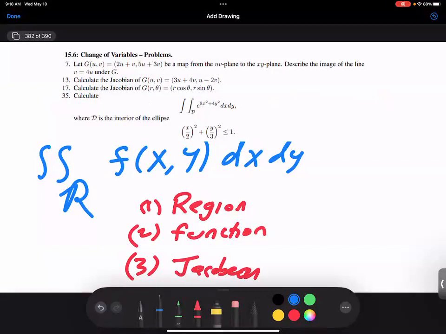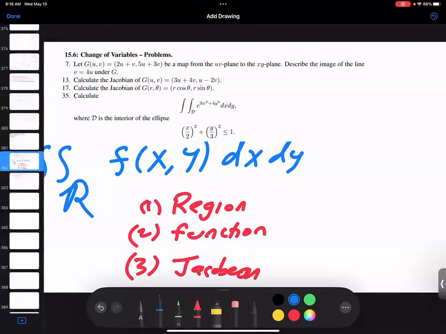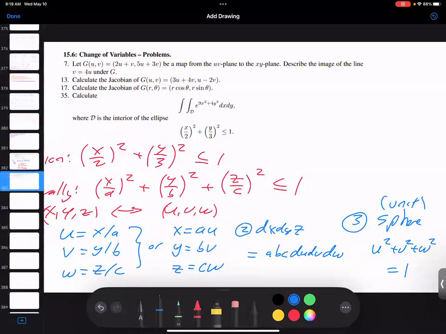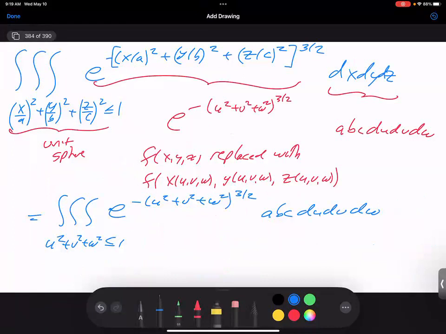In some problems, we have to actually do the explicit calculations, dx du, dy du, dx dv, dy dv, take the determinant, take the absolute value, so it's non-negative. In a problem like this, it's so straightforward. X is au, y is bv, z is cw, so dx dy dz is just going to be a du times b dv times c dw. And so when we do all this, we end up getting an integral of e to the negative u squared plus v squared plus w squared to the 3/2, times abc du dv dw.